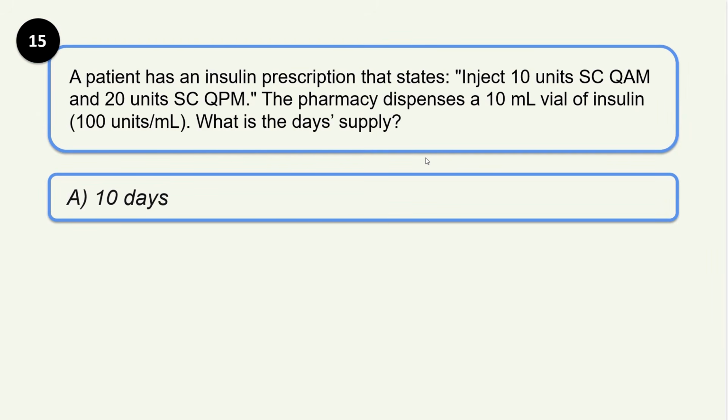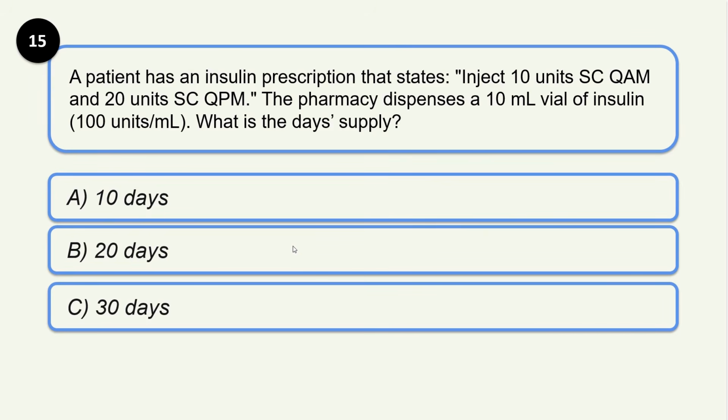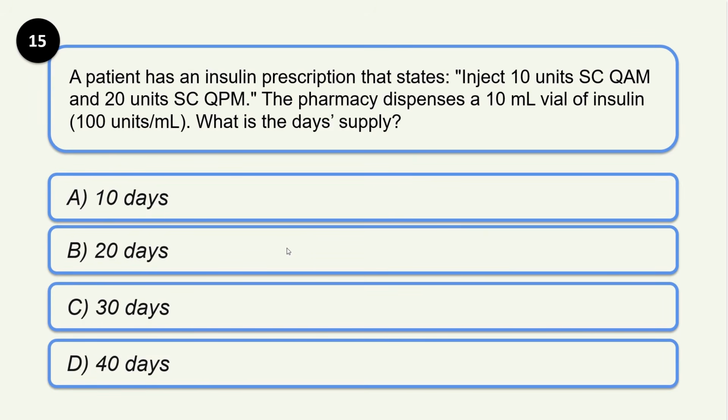Next, a patient has an insulin prescription that states: inject subcutaneous QAM 20 units, subcutaneous QPM 20 units, 10 in the morning, 10 in the evening. The pharmacy dispensed a 10 mils vial of insulin which contains 100 units per ml. What is the day supply? A 10 days, B 20 days, C 30 days, D 40 days. Let's see, answer is 30 days.